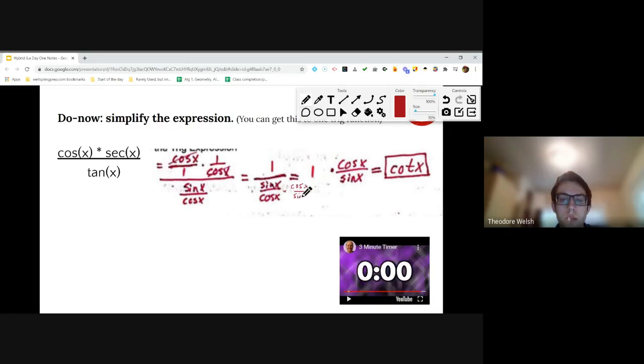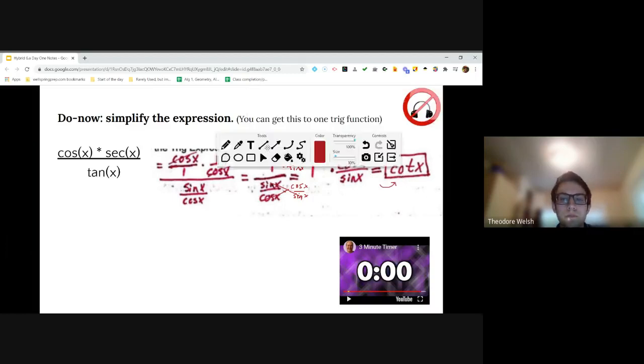So doing that to the top and bottom in both cases allows us to cancel out that denominator of sine over cosine. So then I'm just left with 1 times cosine over sine, which cosine over sine gets me to cotangent.